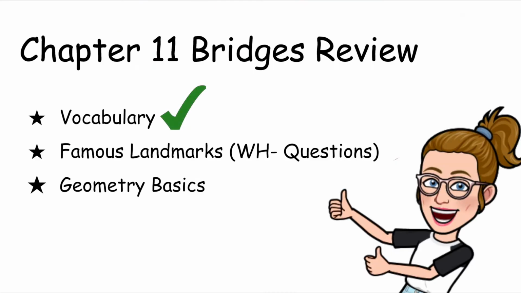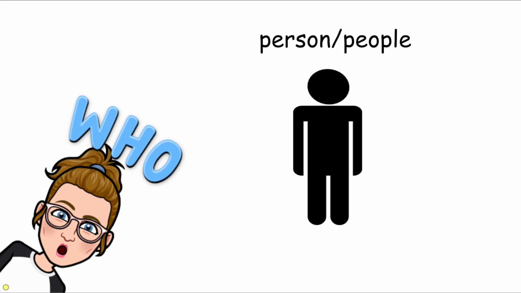Okay, that was our vocabulary review. Now let's go to social studies, where we talked about famous landmarks. And this is going to be a review of our WH questions. So the first one is who. When we ask who, we're asking about a person or people.